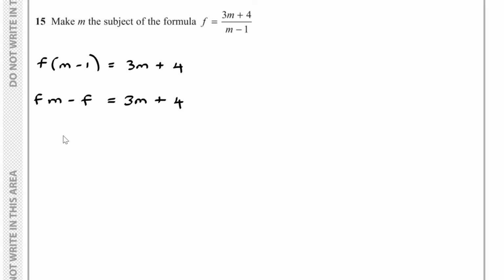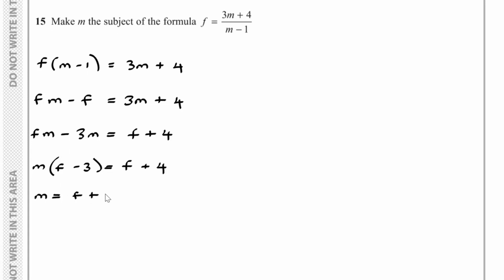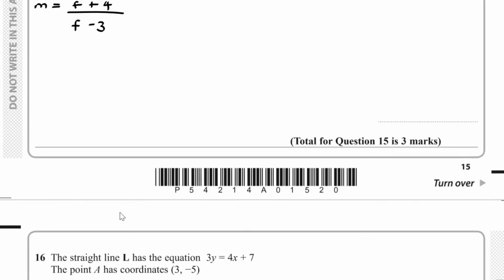Gathering all the terms that contain an m on one side, everything that's not an m on the other side, we have fm minus 3m, which is equal to f plus 4. So here, if I factorize out the m, we have m lots of f minus 3, and this is equal to f plus 4. Dividing through by f minus 3, we can therefore see that m is equal to f plus 4 over f minus 3. So that's our final answer.